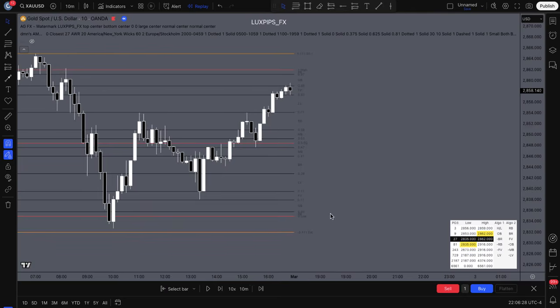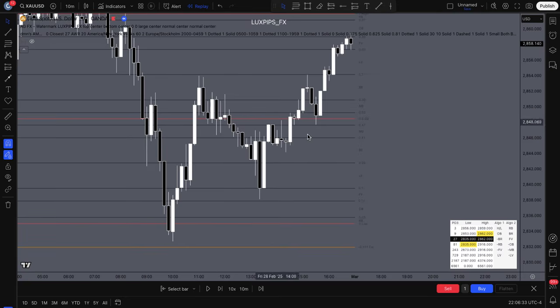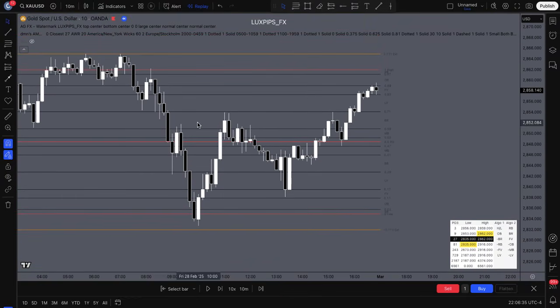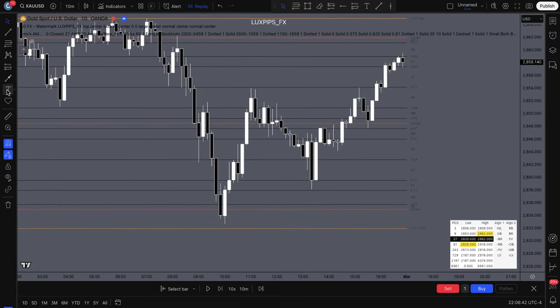But nonetheless, going off of my rant right there, let's talk about the algo. So what do we have here? We have a confirmed Algo 1 MMXM forming. Inside of this Algo 1, there's an Algo 2.